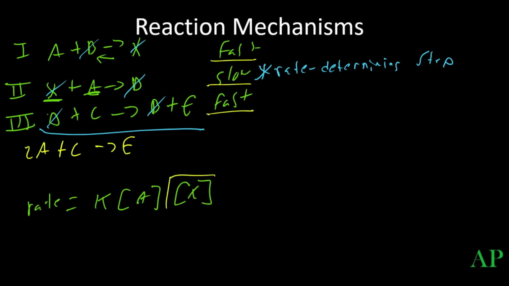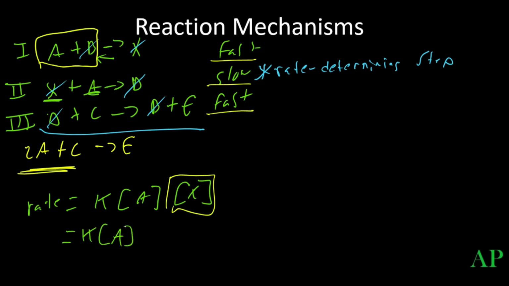X is not part of this original reaction. So how does that make any sense? Well, as it turns out in this case, X is in equilibrium with A plus B. So X can be substituted for [A] times [B]. In that case, you end up with k[A]² times [B]. And now we have the proper rate law for this given reaction.